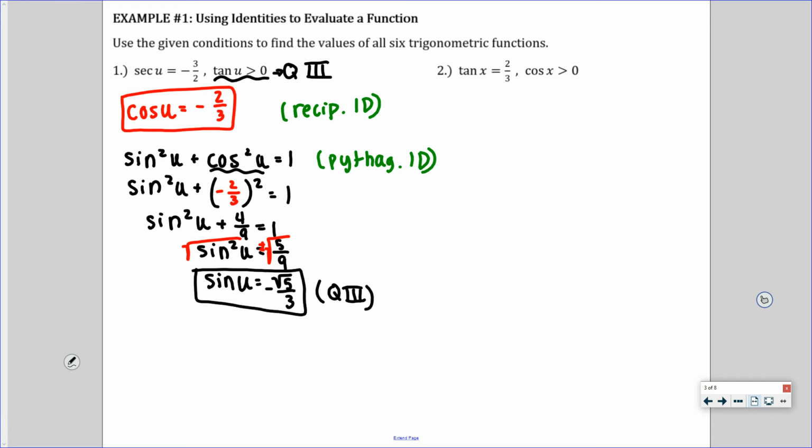Now that I have sine, what would be an easy one to find? Tangent. What would be even easier? Cosecant. It's reciprocal. Cosecant would be, tangent's not bad either, but cosecant is going to be its reciprocal.